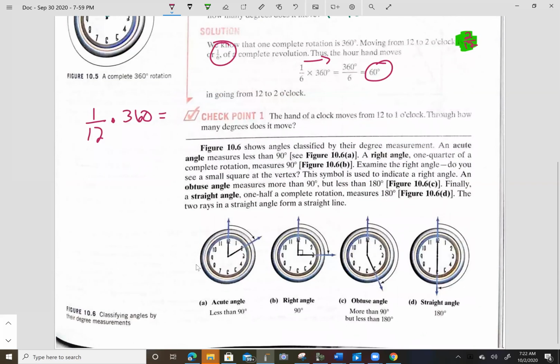All right. And then here are some good definitions, but I know you're going to remember these. An acute angle is less than 90 degrees. A right angle is exactly 90 degrees. An obtuse angle is larger than 90 degrees, but it says here less than 180 degrees. And a straight angle is exactly 180 degrees.